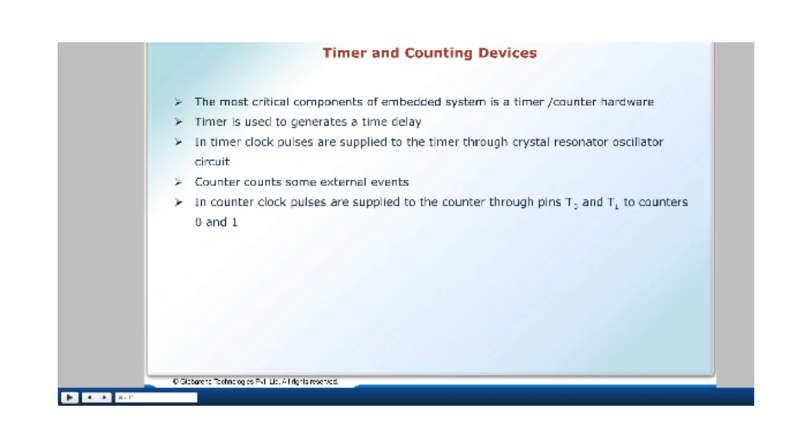These are the concepts of the embedded hardware. The remaining concepts we can learn in the next section. Thank you.